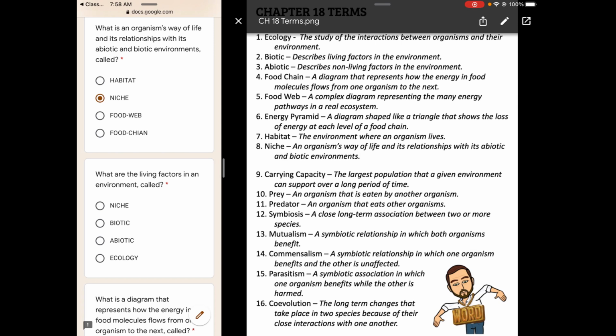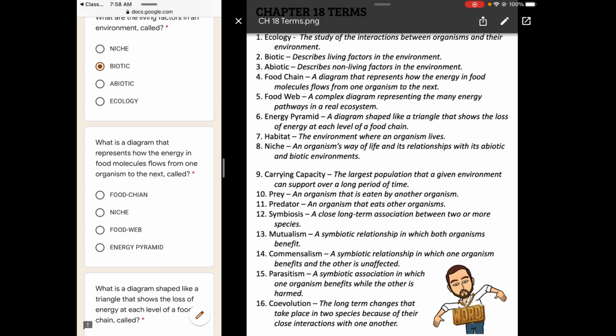So biotic describes living factors in the environment. What are living factors in the environment called? I got lucky, it matched. Biotic won't be the answer again. What is a diagram that represents how the energy in food molecules flows from one organism to the next called? Oh, let's check food chain. A diagram that represents how the energy in food molecules... I'm getting really lucky. We know it wasn't niche anyway, but it could have been the others.